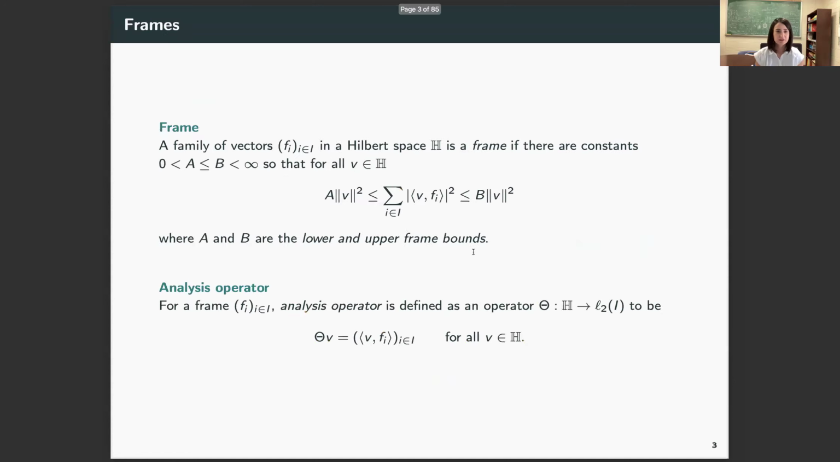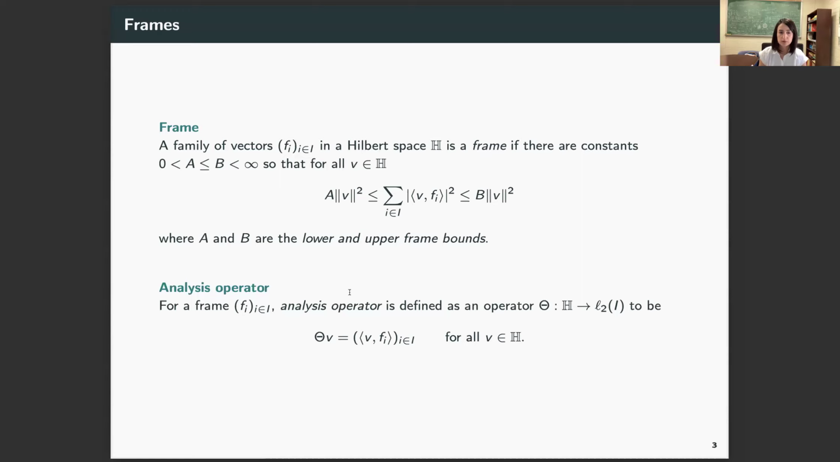I think I should start with the definition of frames. We say a family of vectors is a frame if there are constants A and B, the lower and upper frame bounds, so that this inequality is satisfied. What we are looking at here is the inner product of my vector V with the frame elements, and I'm going to bound it above and below by these two constants times the norm of my vector V.